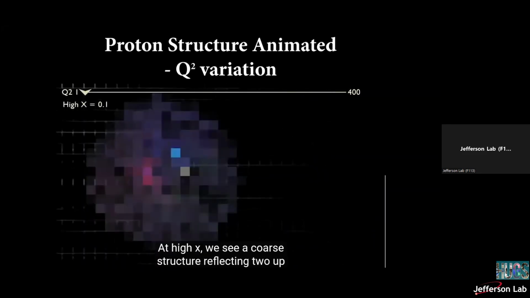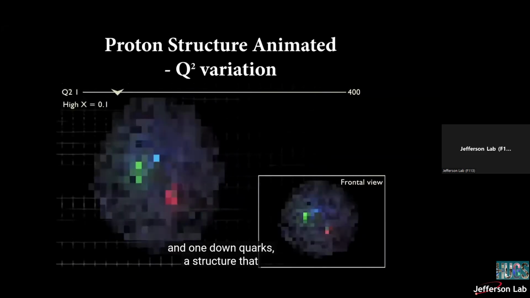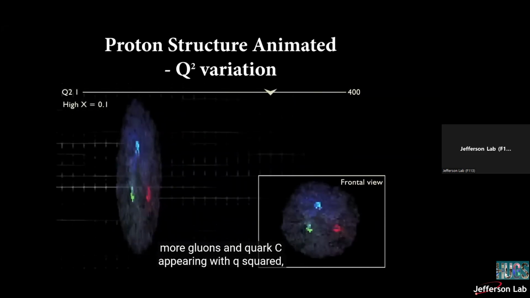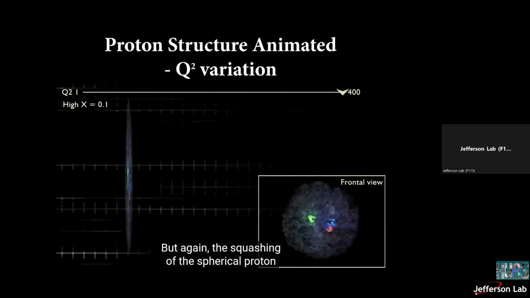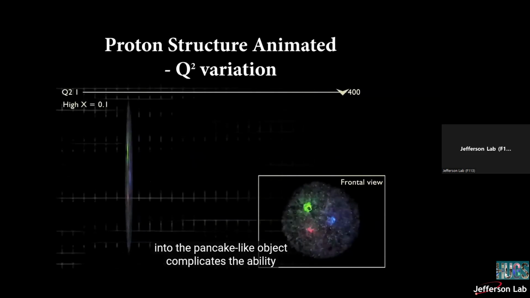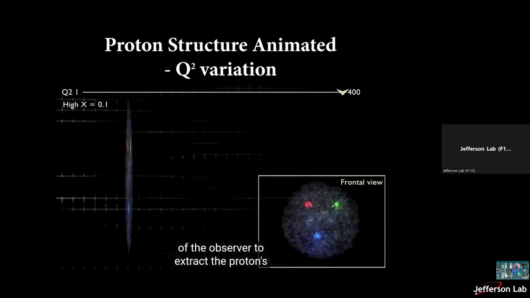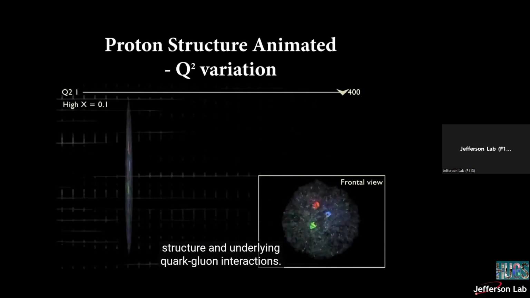At high x, we see a coarse structure reflecting two up and one down quarks, a structure that becomes more evident at higher Q², with also more gluons and quarks appearing with Q² as driven by QCD. But again, the squashing of the spherical proton into the pancake-like objects complicates the ability of the observer to extract the proton structure and underlying quark-gluon interactions.